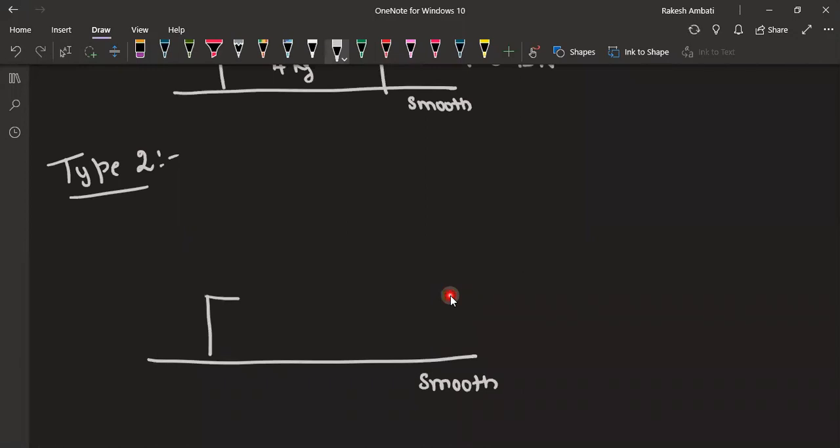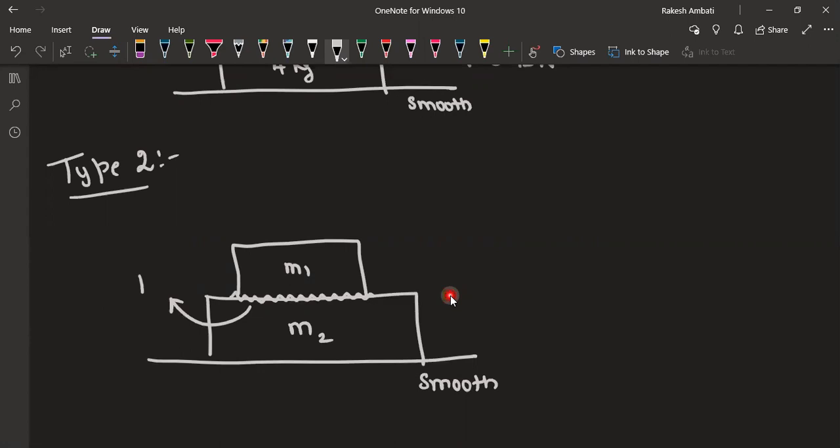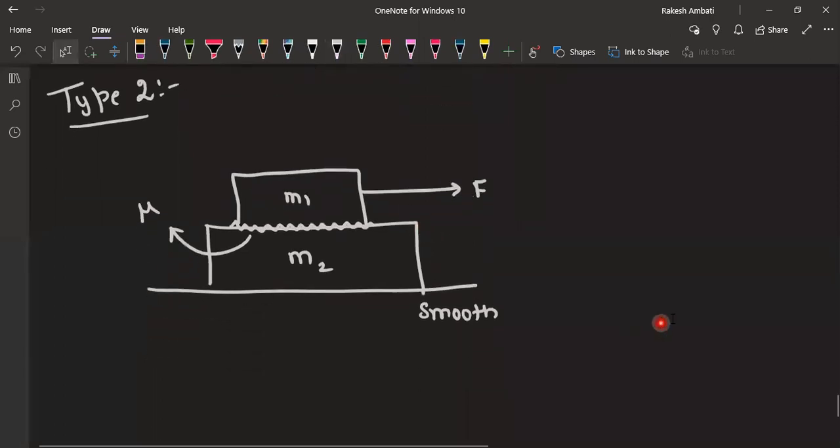And here it is a block, mass M2. This block, mass M1. And here it is a rough surface. For this rough surface, mu is the coefficient of friction. Now, an applied force is acting on the top one. And the same process we have to follow.